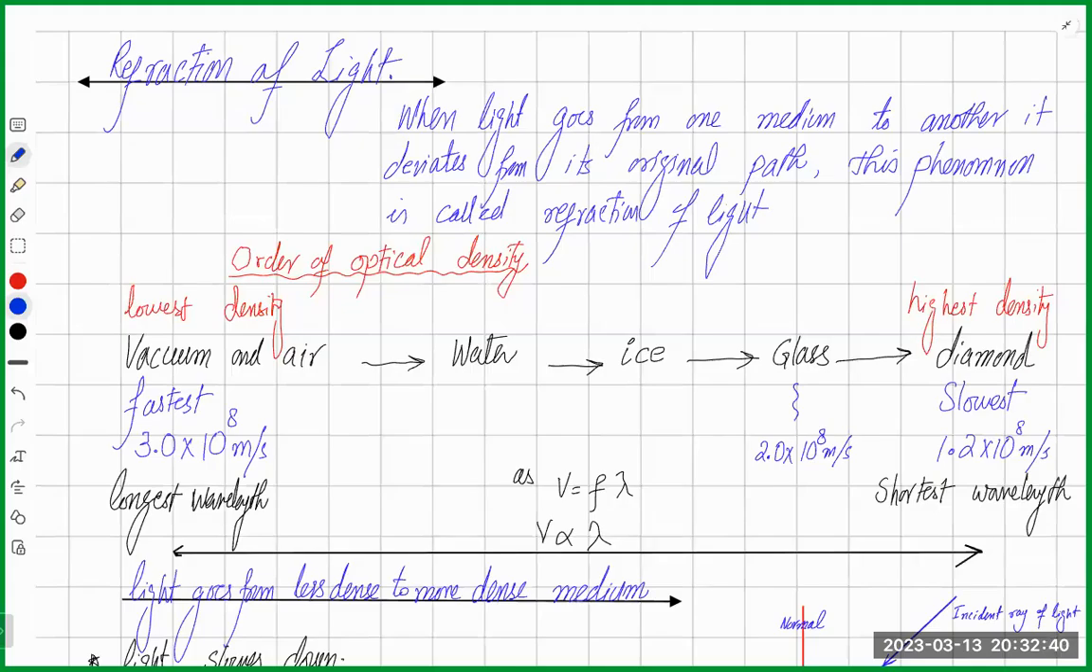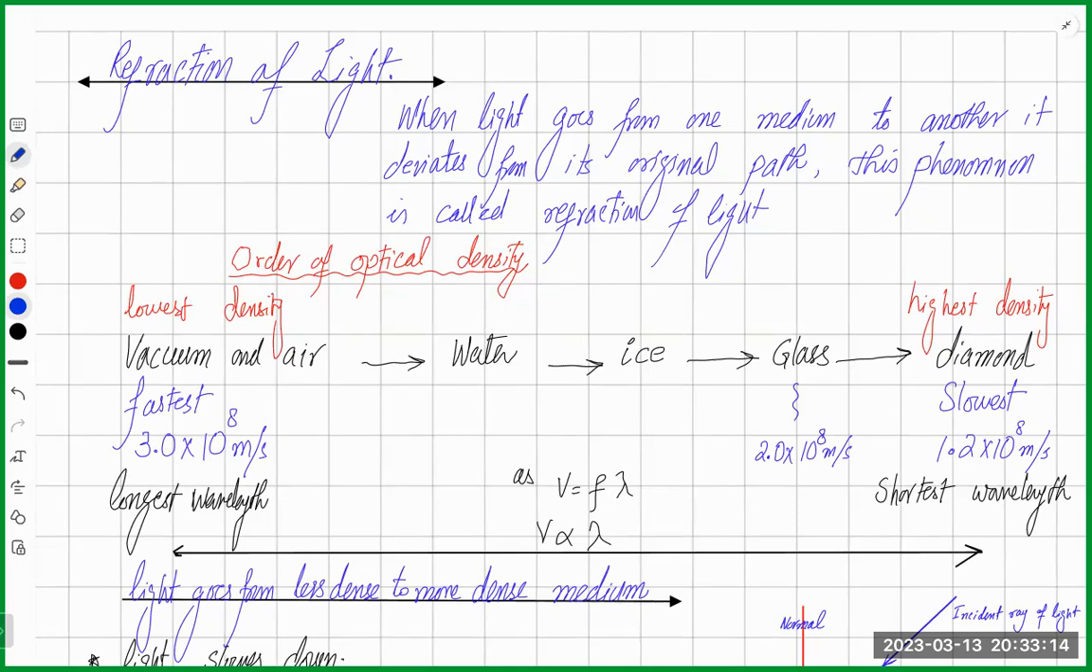Okay, I'm back again. Now, water is optically denser than air. Then ice is denser than water. Glass is denser than ice, and then diamond has the highest optical density and slowest speed of light. So you can clearly see over there that speed of light has become 1.2 into 10 to the power 8 meters per second.